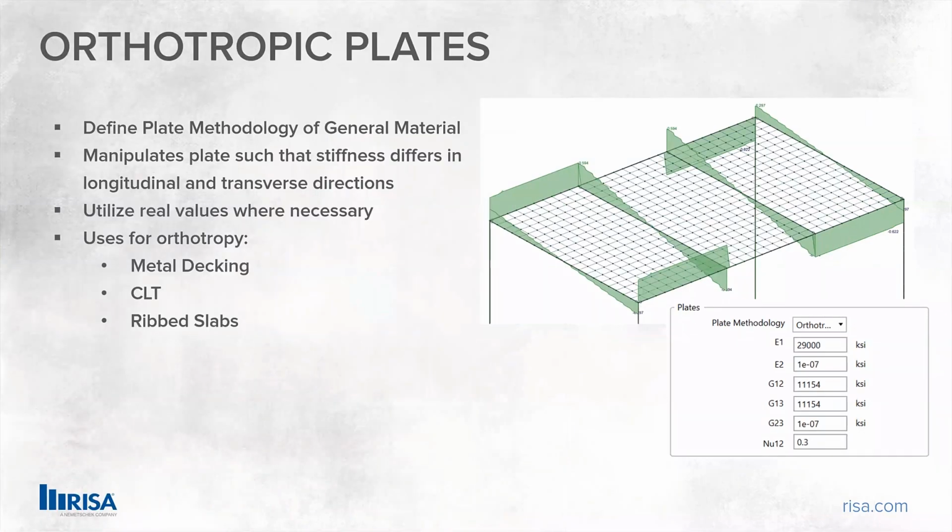Again, like I mentioned, one of the ones that I'm really excited about is orthotropic plates. So giving the user now the ability to define a plate methodology for a general material. So in this case, if we looked at a general steel material, we could define that plate methodology as orthotropic rather than standard isotropic. Isotropic meaning the same interaction or the same stiffness, the same load transfer in both directions. This allows us to manipulate the plate such that the stiffness differs in the longitudinal and the transverse directions. And so we can define this, if we look down here on the right-hand side, by changing the values of the modulus of elasticity in either direction, either the local Y or local X direction, and also the shear modulus as well. And so we can change these different properties to simulate the distribution that we want.